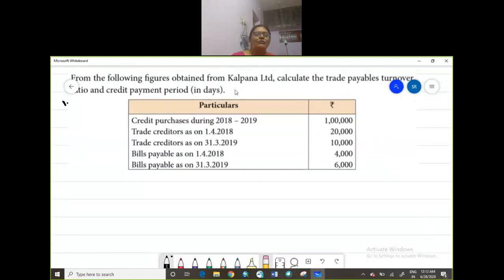Now, from the following figures obtained from Kalpana Limited, calculate trade payable turnover ratio and credit payment period in days. They want it in days. So they've given you some details. Credit purchase they've given you. They've given you trade creditors opening and closing balance. You have to find the average. They've given you bills payable opening and closing balance.